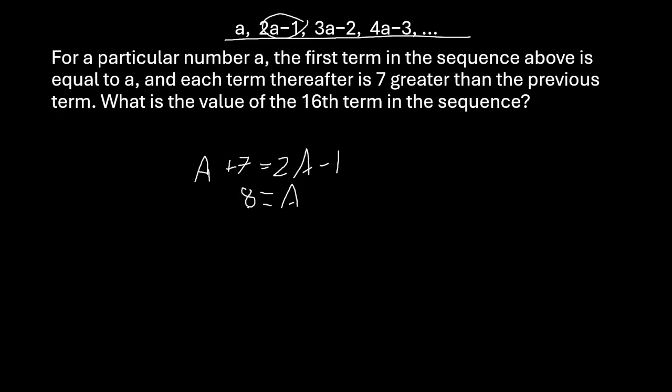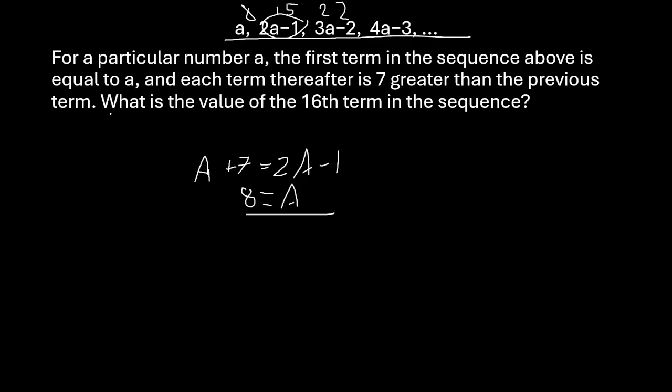Now we can check if our answer is correct. So first term a is 8. Second term 2a. 2 times 8 is 16. Minus 1 is 15. That's indeed 7 greater. We can do another one. 3 times 8 is 24. Minus 2 is 22. That's indeed 7 greater than 15. So we know that a is 8.